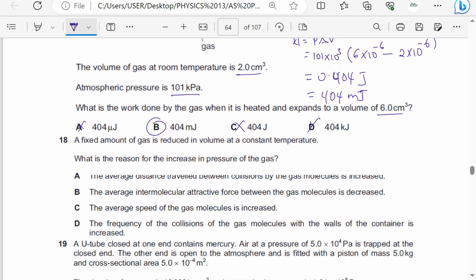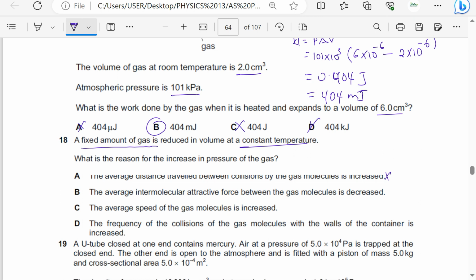A fixed amount of gas is reduced in volume at a constant temperature. What is the reason for the increase in pressure? Okay, so the temperature is constant and the amount of gas is fixed but the volume is decreased. The average distance traveled between collisions by the gas molecules is increased? Not so, since the volume is decreased, this is not true. It means that the spacing has been reduced.